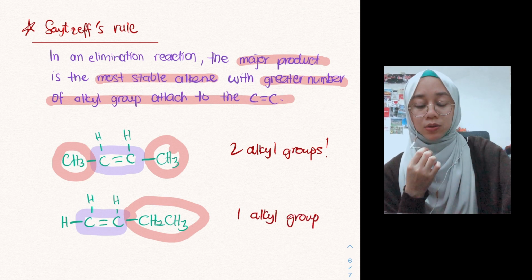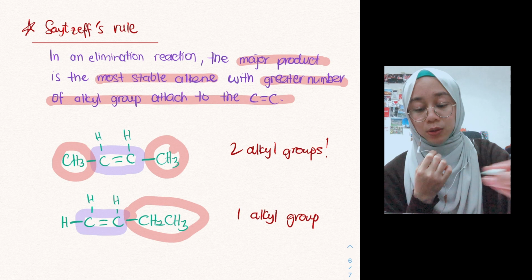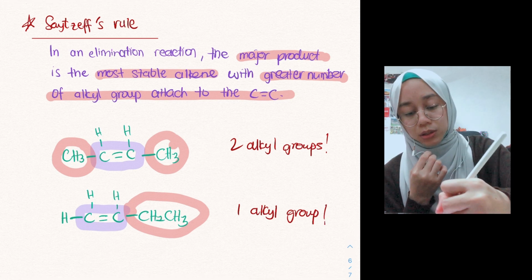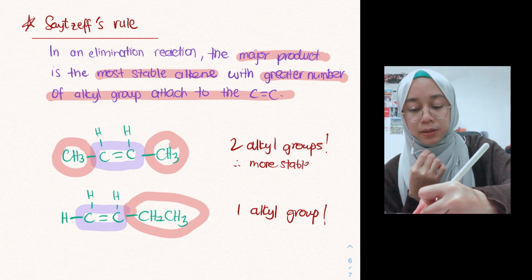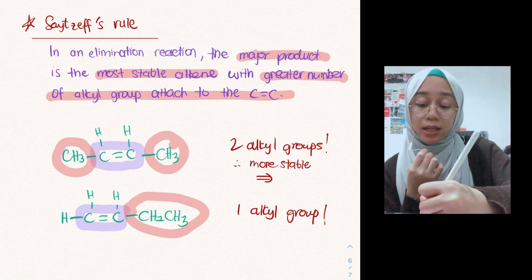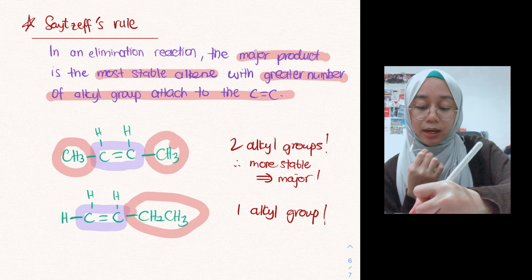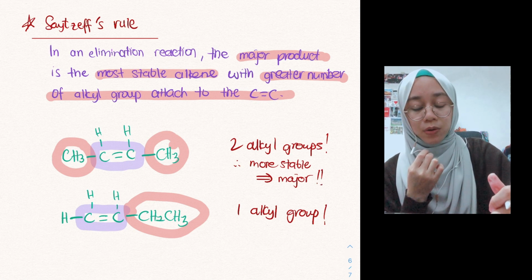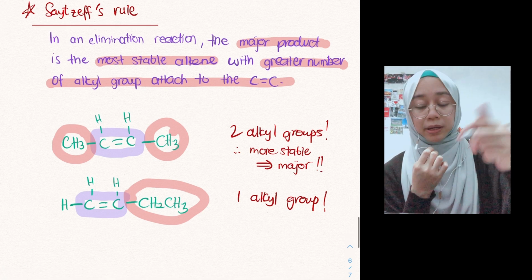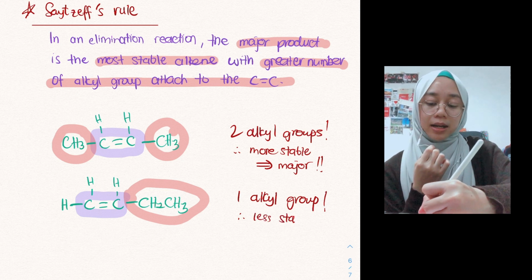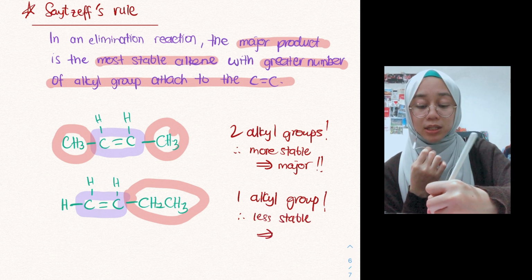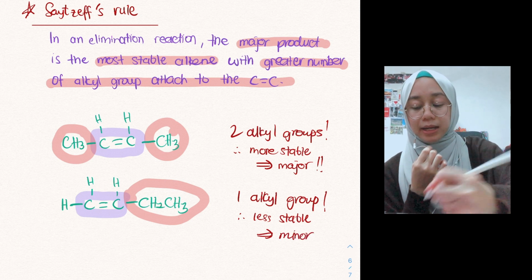Okay, so since dia dua alkyl group yang atas ni tadi, bermaksud dia more stable. So kalau dia adalah more stable, therefore it is considered as a major product then. Dia adalah major. Meanwhile, kalau ada satu alkyl group kurang daripada yang atas tu, bermaksud it is considered sebagai less stable. So bila dia less stable, therefore this is considered sebagai minor then.